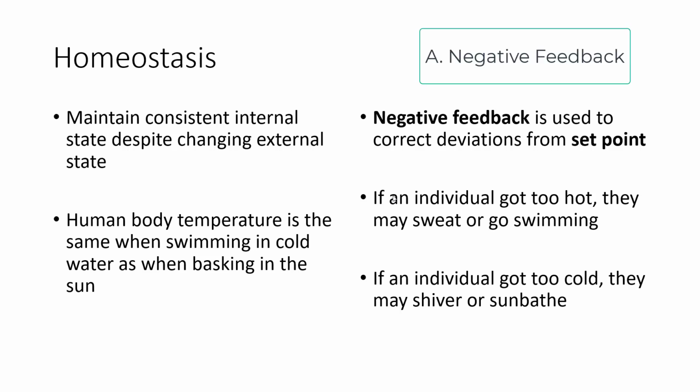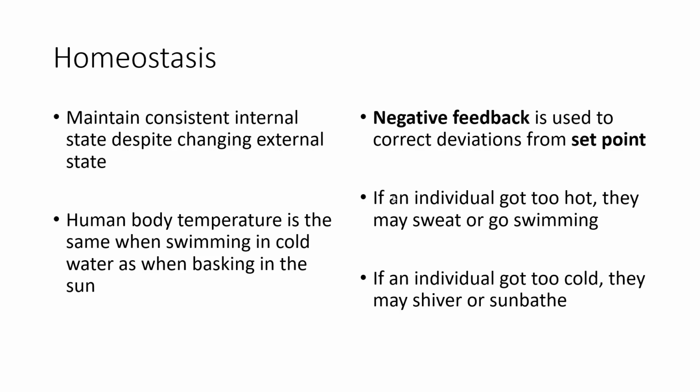Negative feedback is used to correct deviations from a set point. Negative feedback will move things back towards the set point if they are moving away from the set point. If you are out near the beach and you get too hot, you may start sweating, which will, through evaporation, move your body temperature back down. Or you may go swimming, which will, through contact with the cold water, move your body temperature back down. If you are too hot, these types of negative feedback make you less hot.